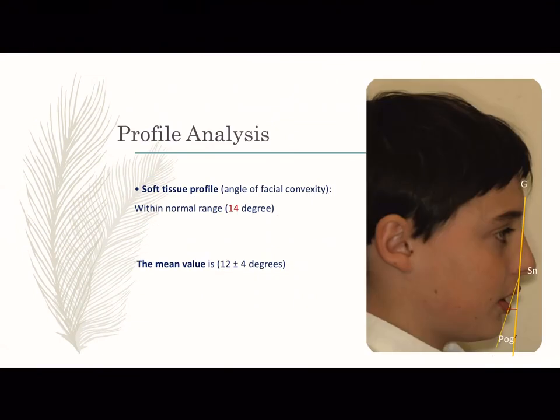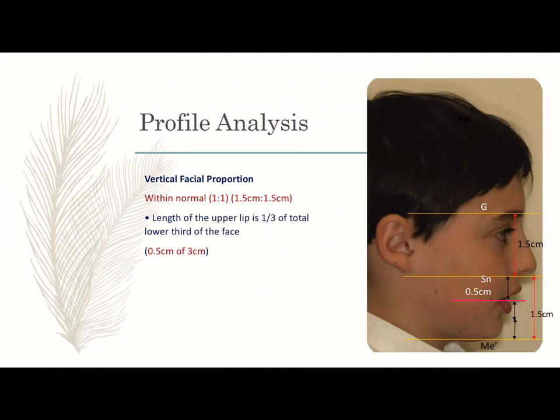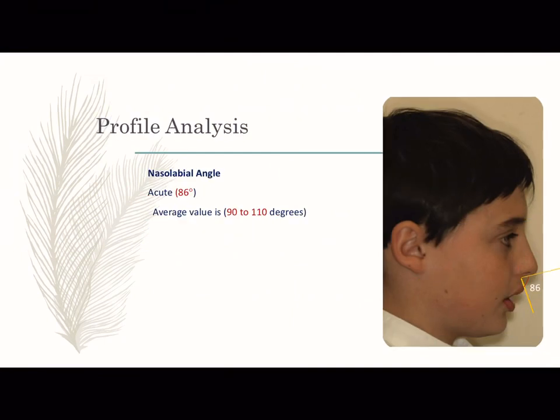Profile analysis: to measure the angle of facial convexity, we draw a line from glabella to subnasal, and subnasal to pogonion, and here the angle is 14, which is within normal. Facial proportion for this patient is within normal. Upper lip is 1/3 of the total lower third of the face. Nasolabial angle: we draw a line tangent to the upper lip and tangent to columella. Here it is 86, which is acute.